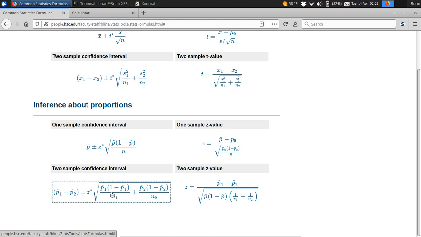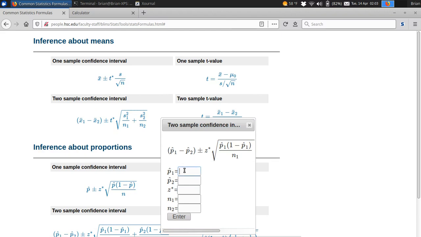Okay, I've got all the numbers that I need. P1 is just the Democrat number, 84% of Democrats. P2 is the Republican number, 0.27. Republicans believe that climate change is a major problem. Z star is still 1.96. We still want a 95% confidence interval. It's still a Z value. You still look it up the exact same way. Nothing's new.